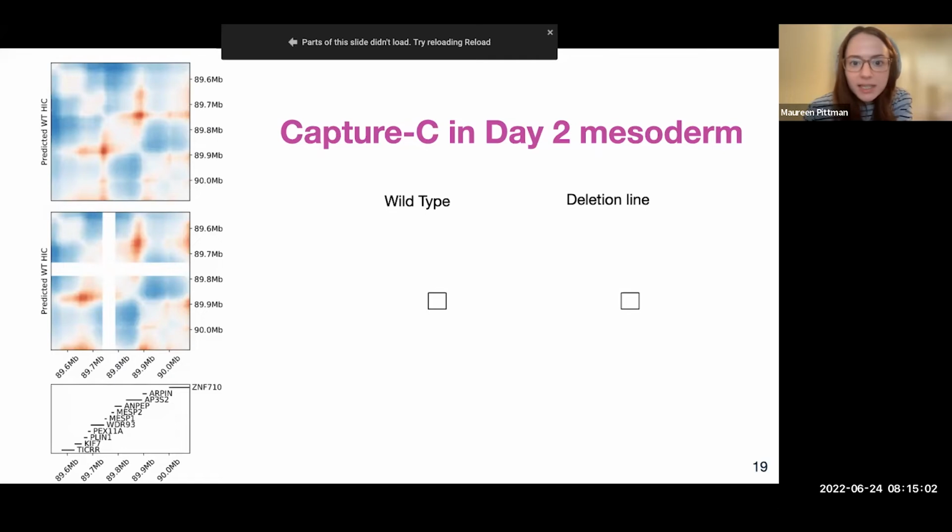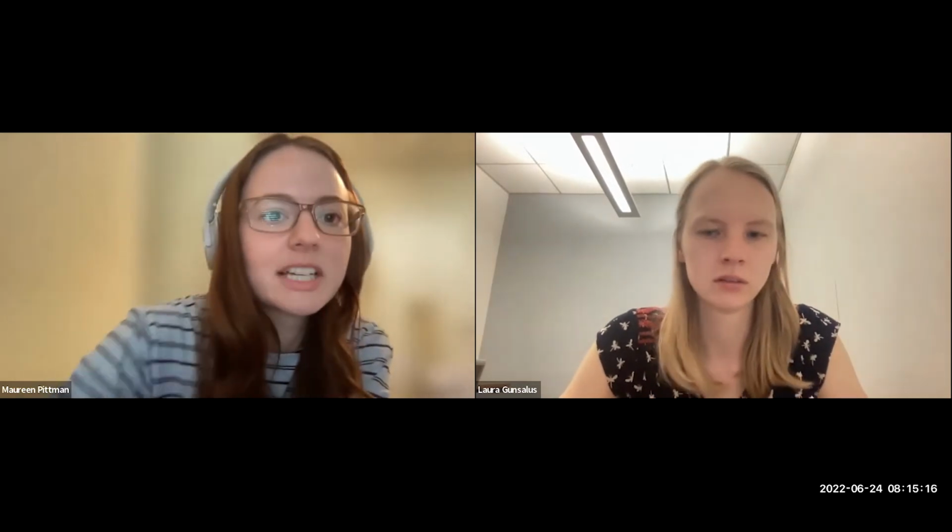So it looks like an image is not loading on this slide. I might try refreshing and I'll be back in just 1 second. Load a version, Maureen, as well. Okay.